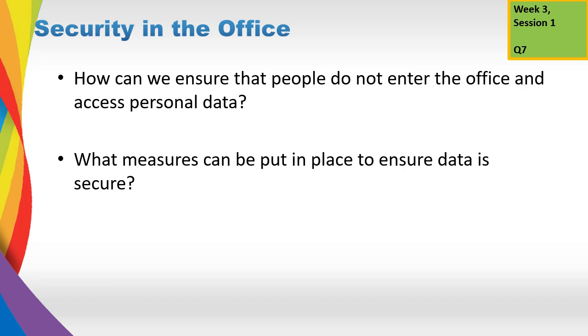Okay, so security in the office. Again, we're looking at confidentiality. Like I said, it is a big key topic when you're working in administration. How can we ensure that people do not enter the office and access personal data? You could get an intruder coming in, a criminal, or it could be someone absolutely innocent who's just entered the building incorrectly by accident. But what measures can be put in place to make sure that data is secure no matter what the reasoning is for that person coming in?